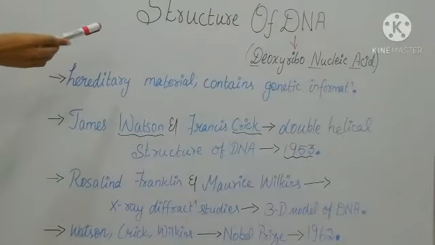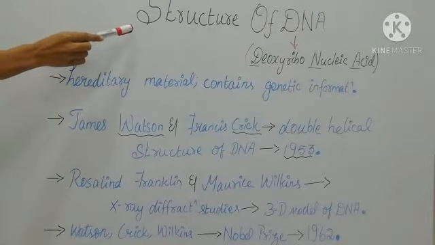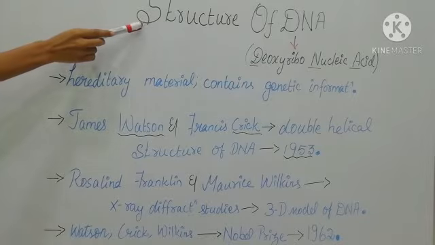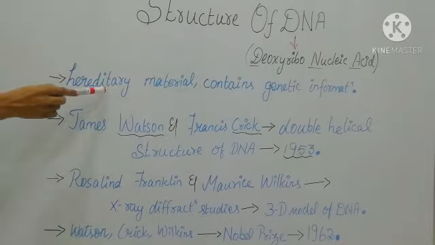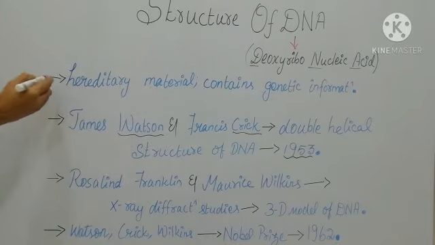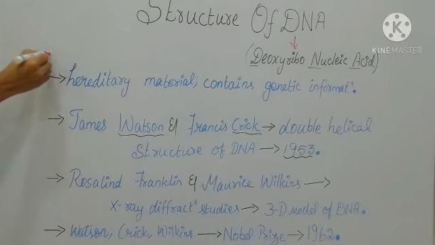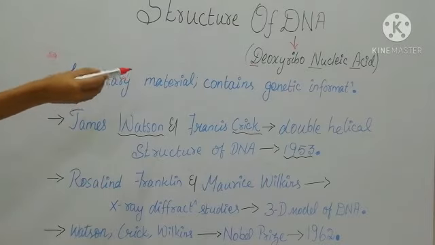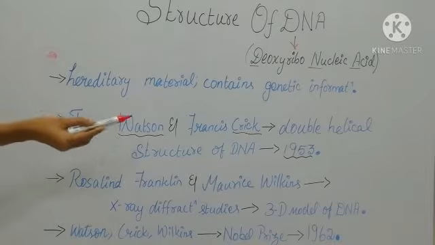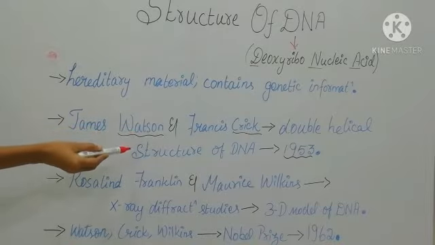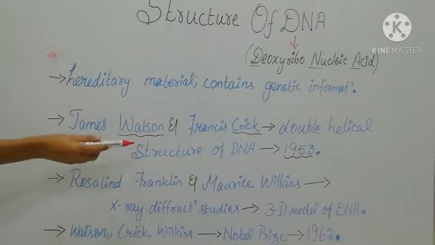Today we can see the structure of DNA. So what is DNA? DNA is deoxyribonucleic acid, and it is the hereditary material present inside the chromosome. Inside the chromosome, genes will be there, and inside the gene this DNA will be present. This DNA contains the genetic information.